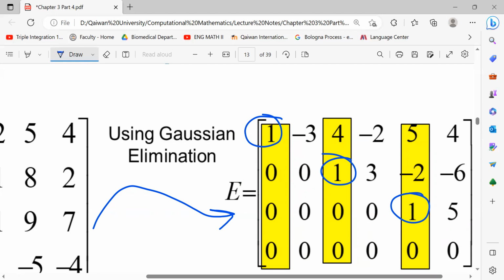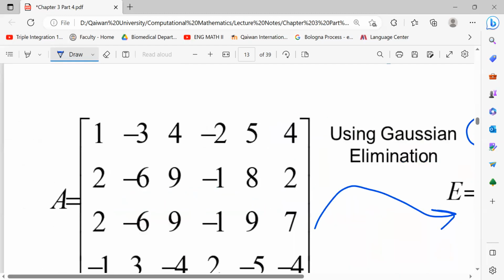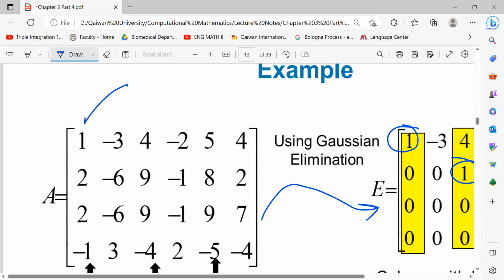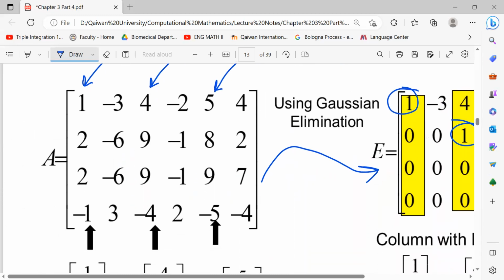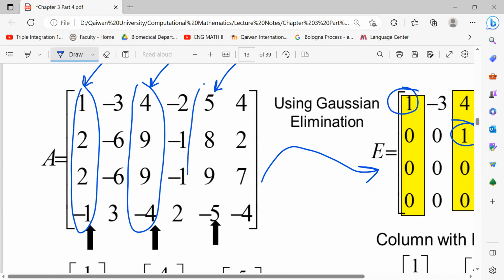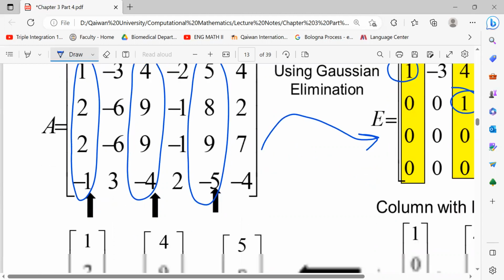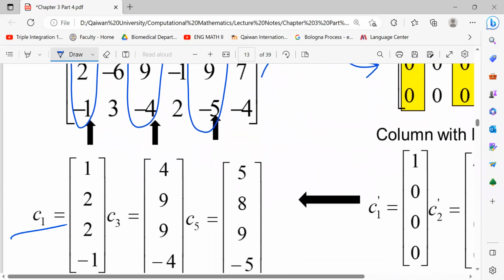We return to matrix A. We choose those 3 columns in matrix A. Here, we choose columns 1, 3, and 5. These 3 columns together are called the basis for the column space of A. That's it. These are the basis for the column space.